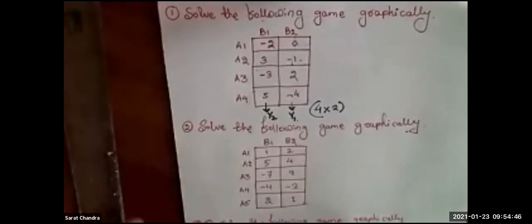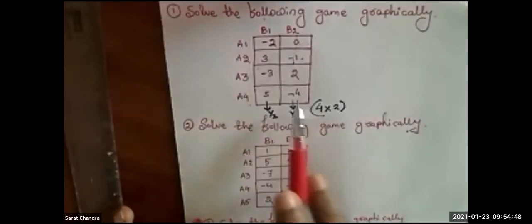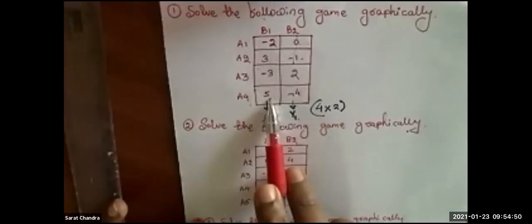Okay, so we got A3 also. Now A4, what are the points? -4 and 5. In Y1, -4. In Y2, it is 5. So Y1, -4 means this point. Y2, 5 means this point. Okay, so now we are going to join it.